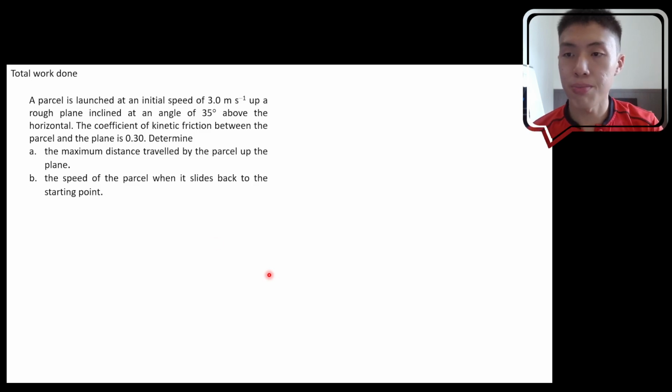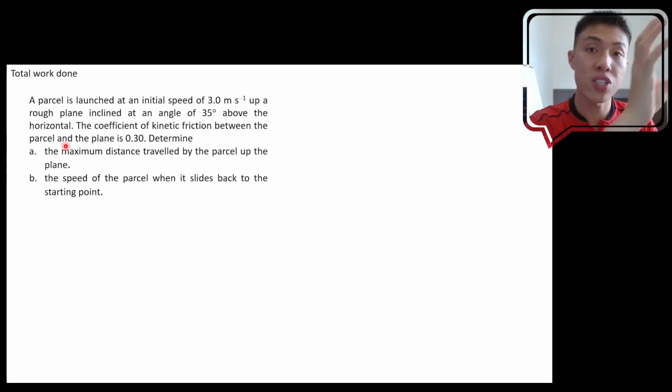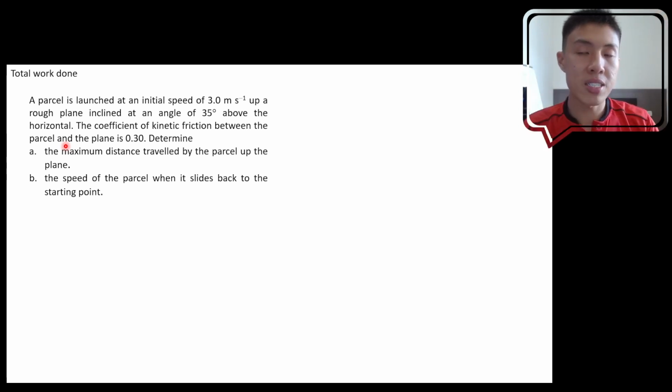Let's look at question B. The speed of the parcel when it slides back to the starting point. Okay, so previously at question A, the block or the parcel is actually sliding up the inclined plane until it reaches stop, right? So what happens in B is they're asking about the continuation of that event.